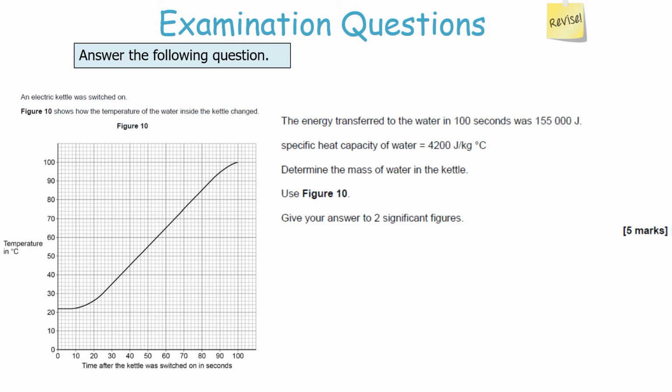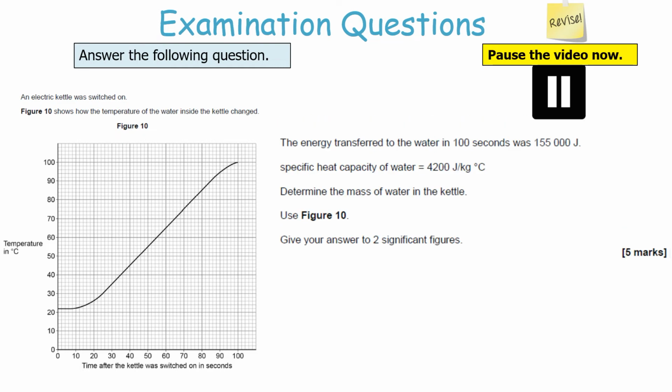The next question says an electric kettle is switched on. Figure 10 shows how the temperature of the water inside the kettle changed. The energy transfer to the water in 100 seconds was 155,000 joules. The specific heat capacity of water is 4,200 joules per kilogram degrees Celsius. To determine the mass of the water in the kettle, use figure 10 and give your answer to two significant figures. So pause the video now, then unpause the video when you want to go through your answer.